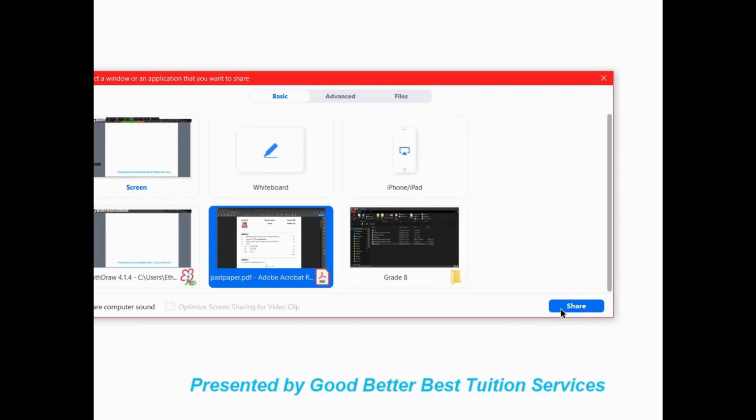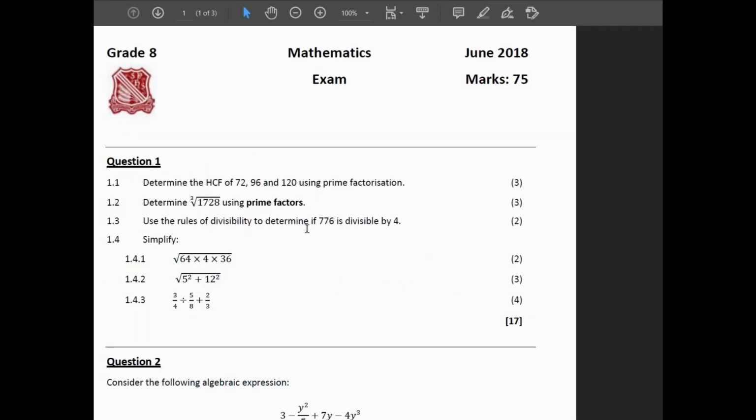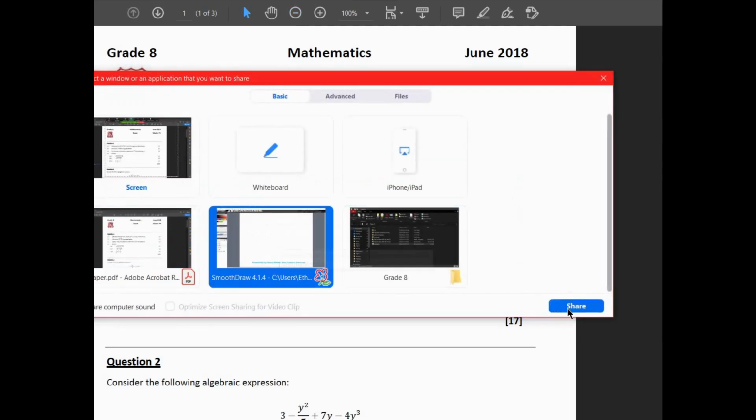Moving on to the next question. They ask us, use the rule of divisibility to determine if 776 is divisible by 4. Okay? So we're using 776. So we know for the rule of divisibility of 4, the last 2 digits of the number have to be divisible by 4. So 4 has to be able to go into the number that the last 2 digits make.